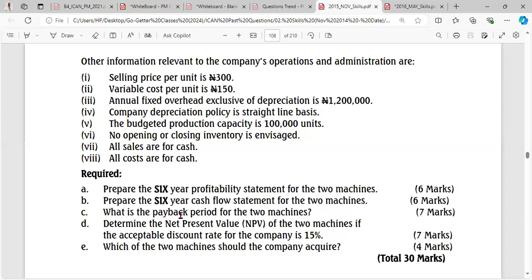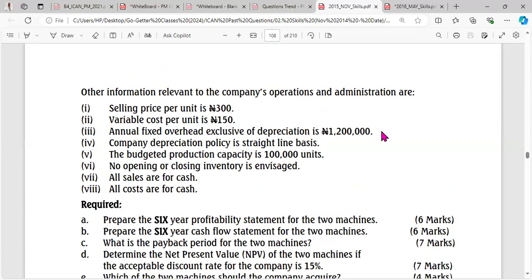So thank you so much. We've been able to do two questions. One of them we solved exhaustively, and the other one I've given you hints on how to solve it. So I want you to try your hands on it and discuss with me if you have any issues about that.